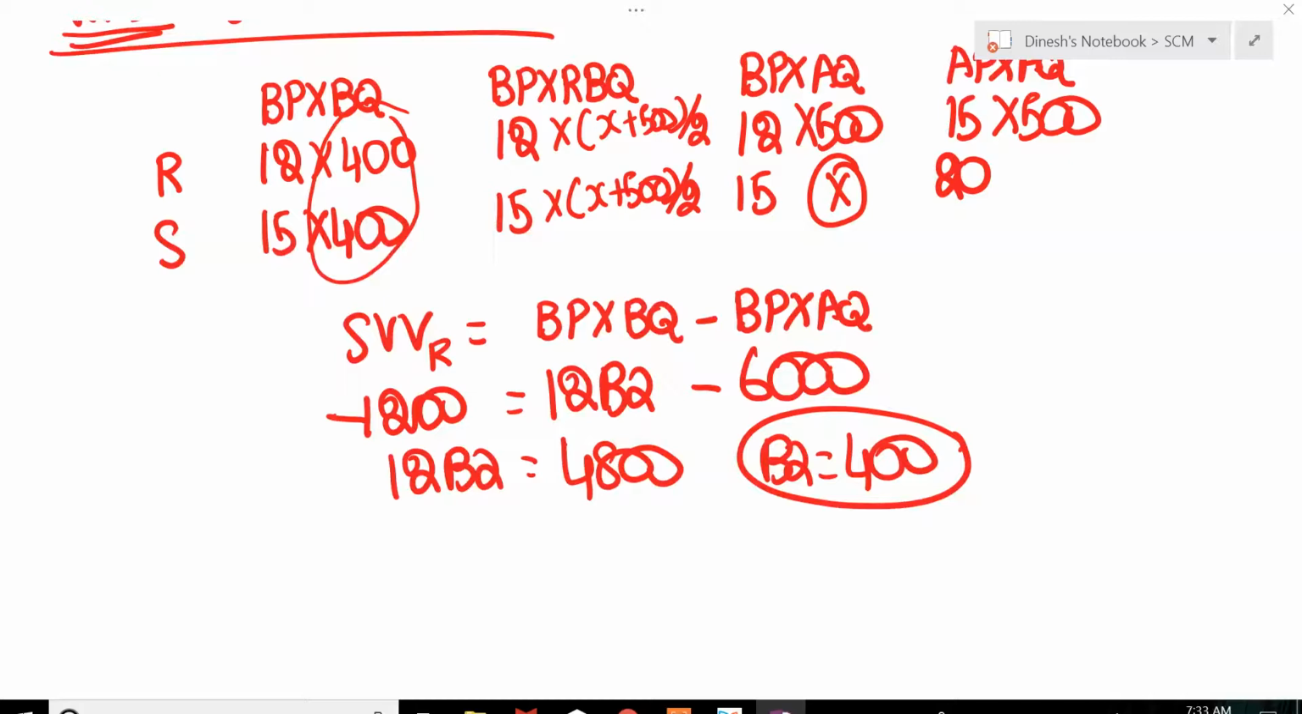Now do BP into RBQ minus BP into AQ. You will get the X. The moment we get that, the problem is almost over.